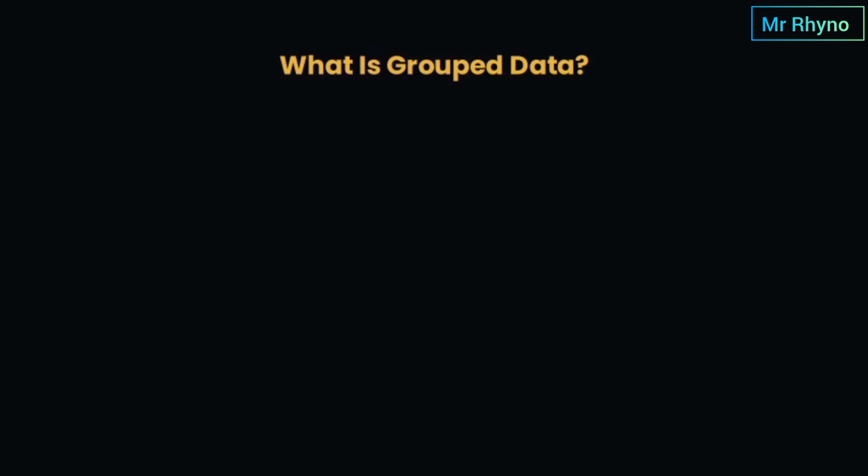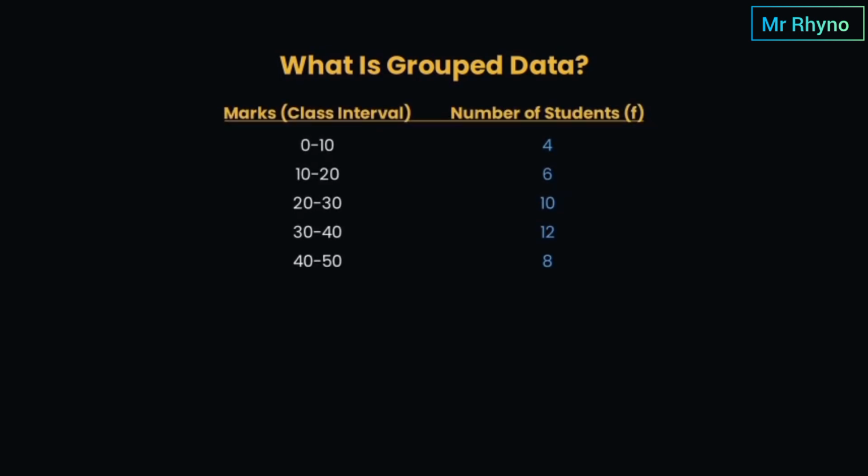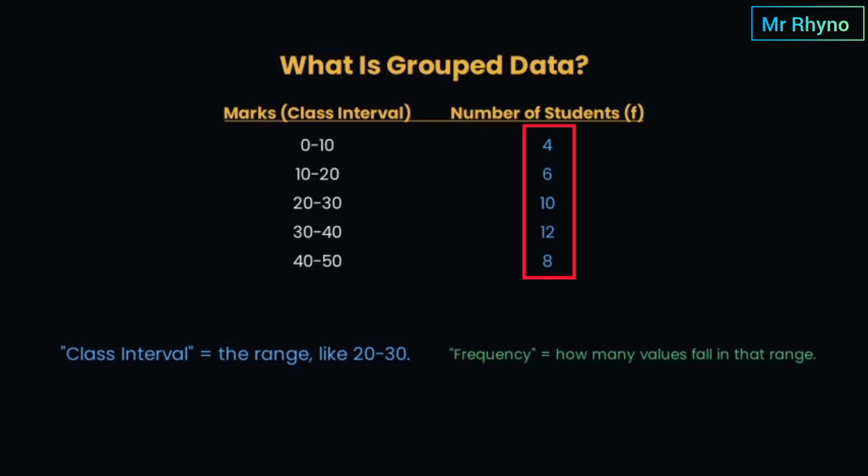Grouped data means we've sorted our values into ranges called class intervals instead of listing every single value. Here is our data set for today. The marks of 40 students grouped into 5 class intervals of 10 marks each. Each range, like 20 to 30, is called a class interval. And frequency means how many students fall under that range.